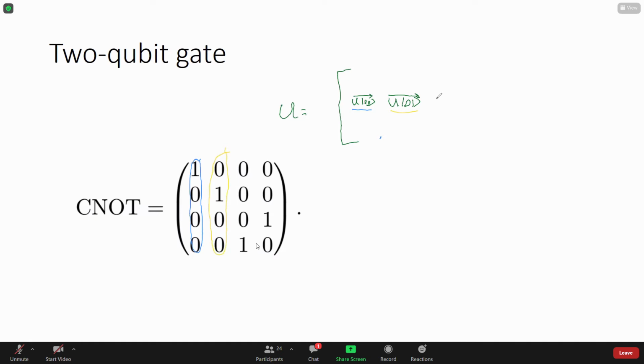Then, okay, we continue. You would have u on 1, 0, which is then the vector that you write here. And finally, you would have your operator u on 1, 1, written as a vector. And when you do that, you will get the final vector, which is the one here. And this works for any unitary.